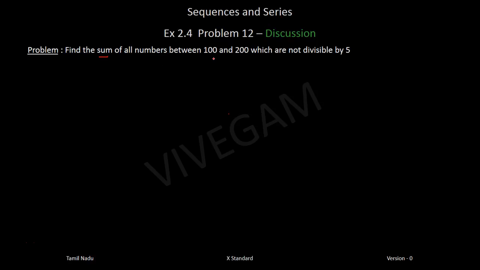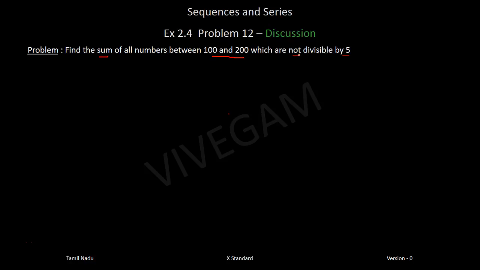The series is not given, but the numbers are between 100 and 200. When they say between, it means 100 is not included, 200 is not included. So 101 is the first number and the last number is 199. Then which are not divisible by 5. All the while we have been doing divisible by 5, divisible by 9, 11, etc. Here we are asked to find not divisible by 5.